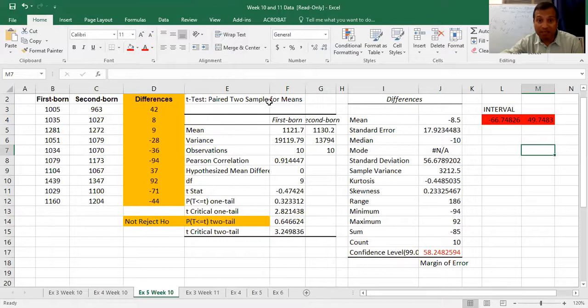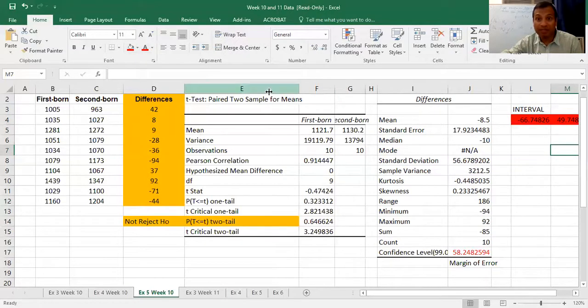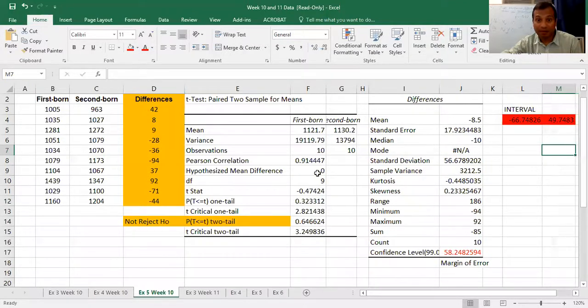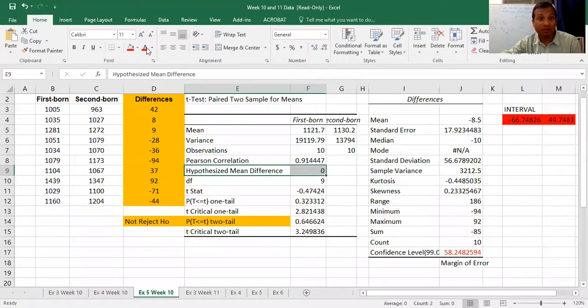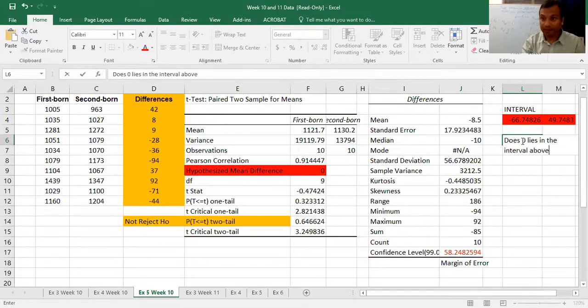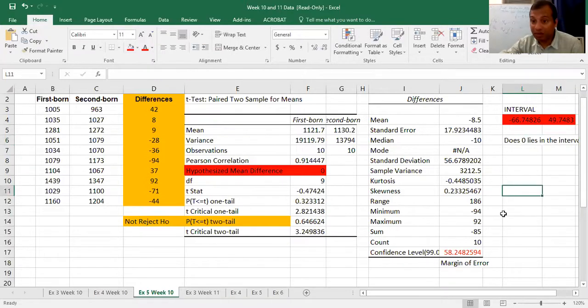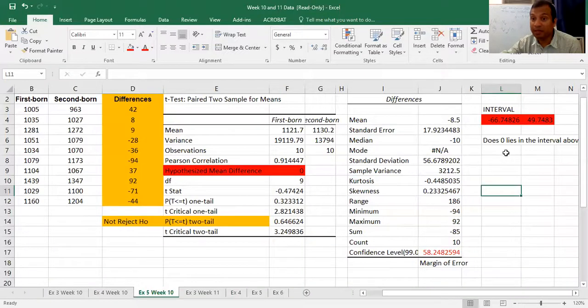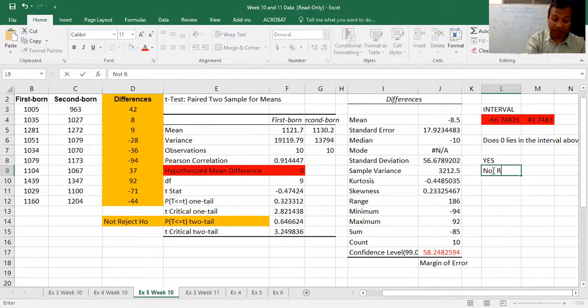And what is our hypothesized mean difference? Go back here. The hypothesized mean difference is 0. Now I will ask the question: does 0 lie in the interval above? What is the interval on the top? Minus 66 to plus 49. Does 0 lie in between? What is 0? It's the hypothesized mean difference. The answer is yes, it lies. That means we should not reject the null hypothesis H naught.